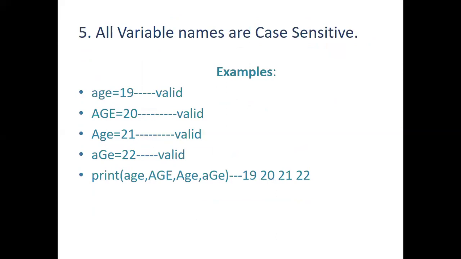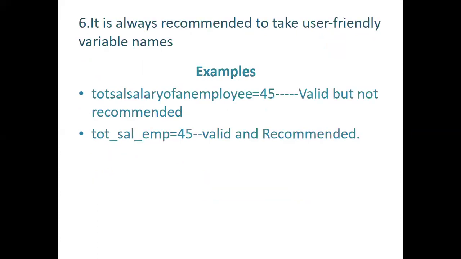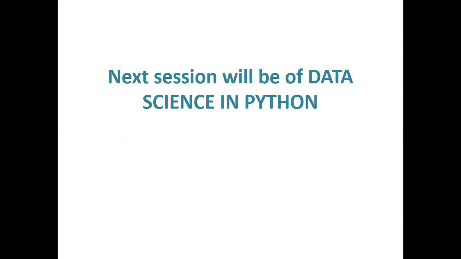All variable names are case sensitive, so we can write them in any of the cases. It is always recommended to use a friendly variable name. Like totalsalofemployee = 45 is valid but not recommended. If I write total_sal_employee = 45, it is understandable, valid and recommended also. Now, after the recap, let's proceed with the data types in Python.